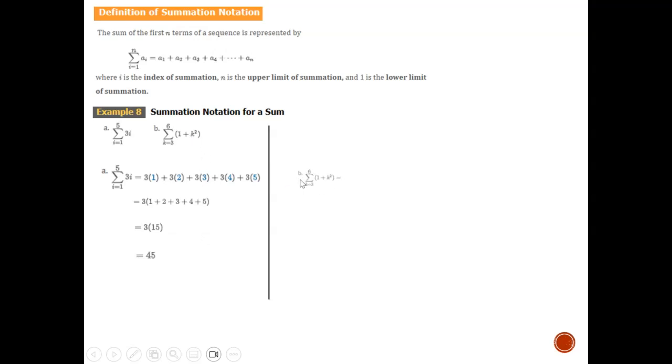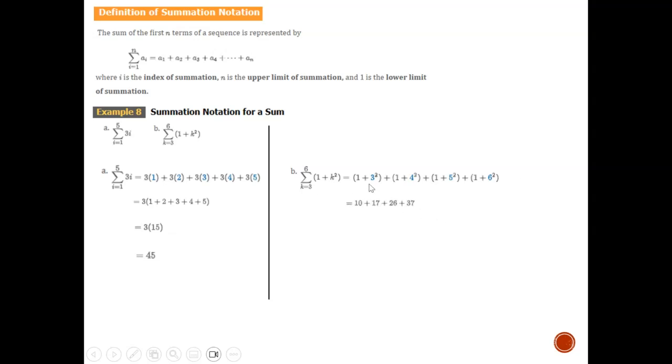Okay. Now let's try B. For B, we're going to start with 3, because it says that we start with 3 and we go all the way to 6. So we're going to do 3, 4, 5, 6. We're going to do only 4 terms. So first, we plug in 3 where the k is, and then we plug in 4, and then 5, and then 6.